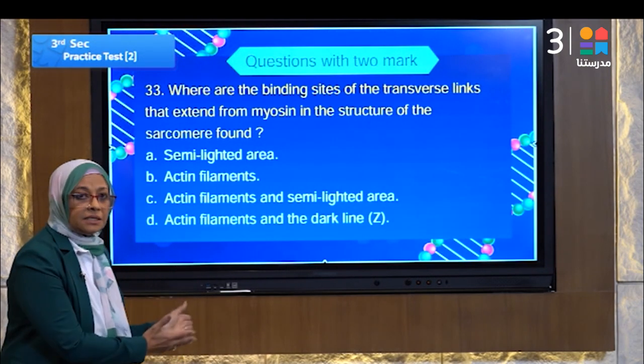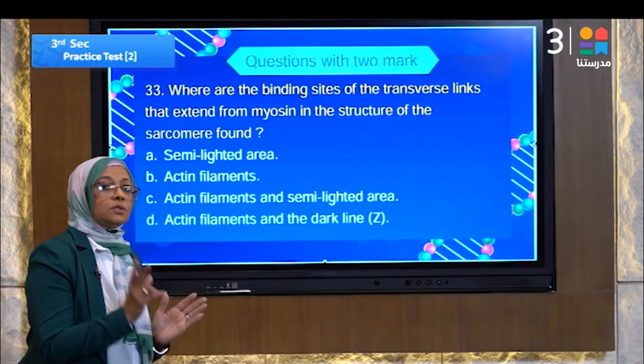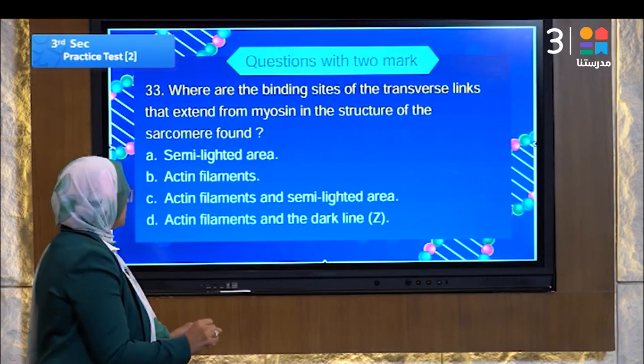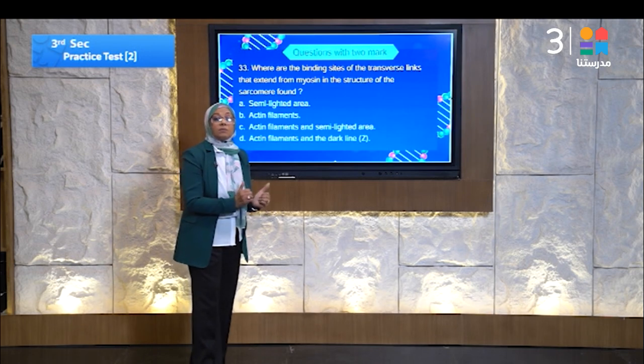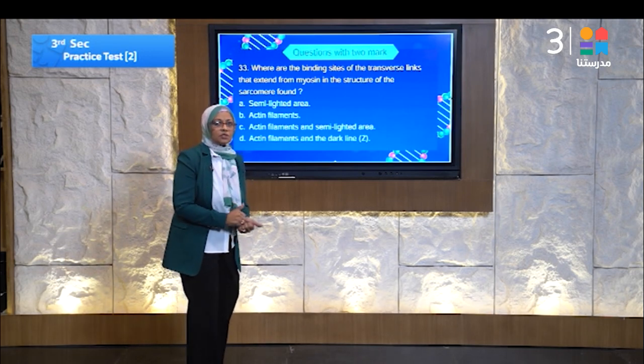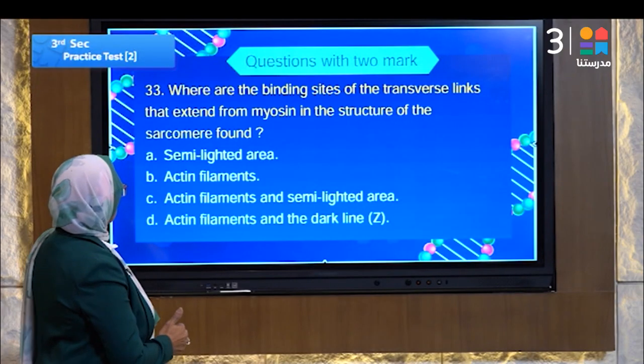Let's go to 33. From here, there are questions with 2 marks. We must study well. Where are the binding sites of the transverse bridges that extend from myosin in the structure of the sarcomere found? Here we go to the muscles. Now, muscle function and muscle structure. Let's go to the choices.